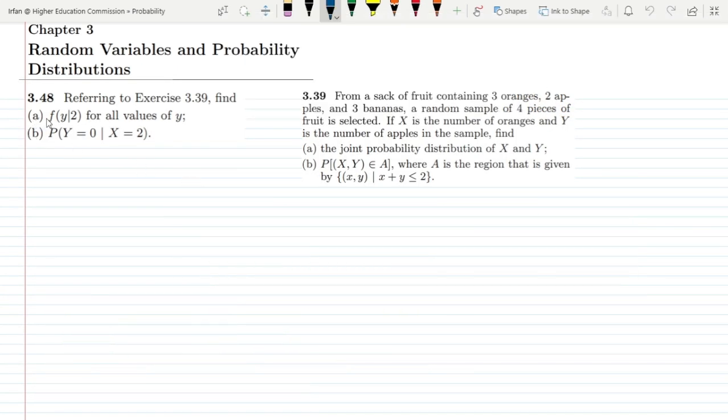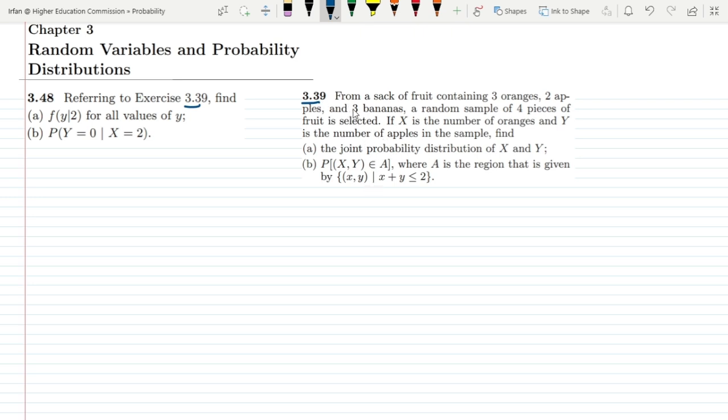So this is question 3.48, and it states that referring to exercise 3.39, find part A, f of y given 2 for all values of y, and part B, probability of y equal to 0 given that x is equal to 2. Okay, so first of all, let me see what problem 3.39 is.